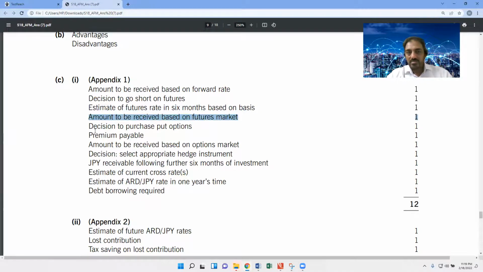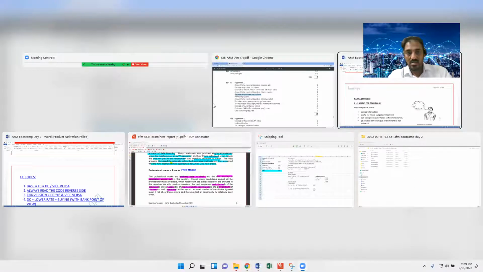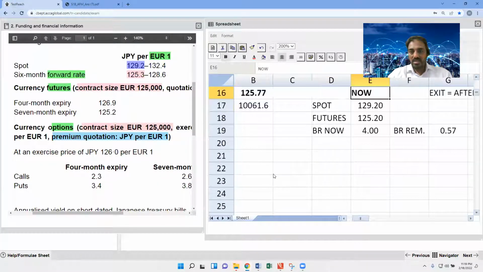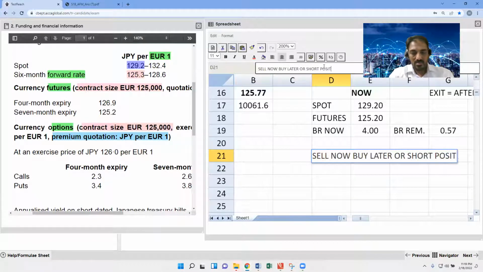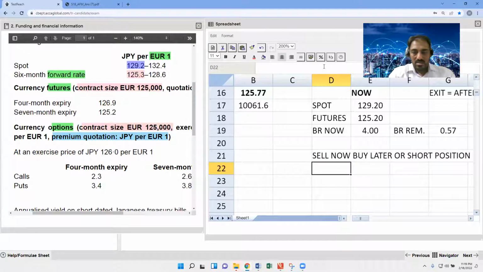Now, option contract. How many marks are available for the option contract? Total 3 marks. Number 1, decision to purchase. What options? Put. For an option contract, sell now, buy later, or short position, sell now, that is called a put option. Always with the short position, put options. Sell now means put option. That's all.